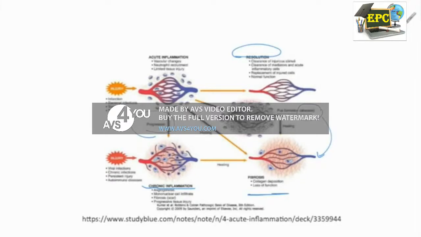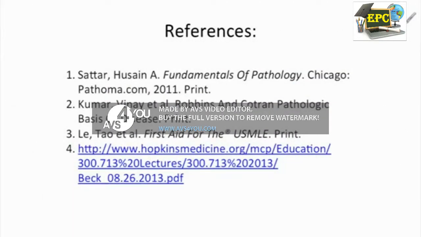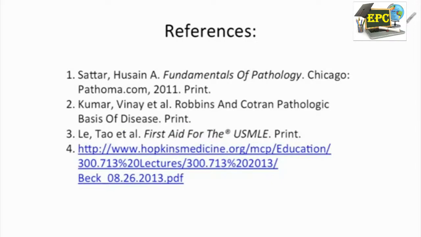Finally, we came to the end of this lecture, which is elaborating more about acute inflammation and the pathogenesis and what the role of neutrophils and macrophages is.